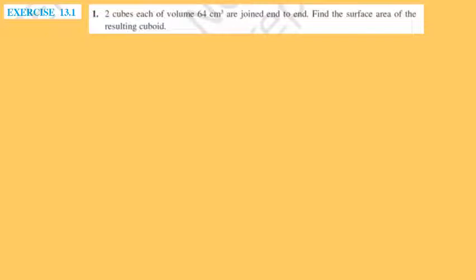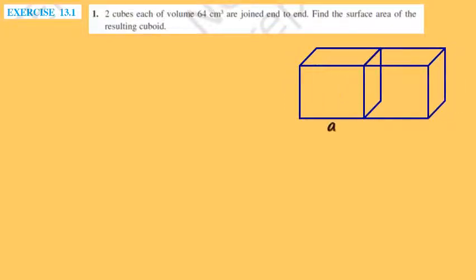Question number 1. Two cubes, each of volume 64 cm³, are joined end to end. Find the surface area of the resulting cuboid. So let us first figure out the figure. Two cubes placed joined together.